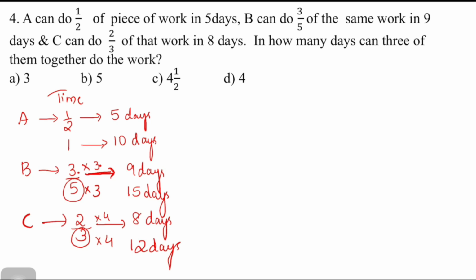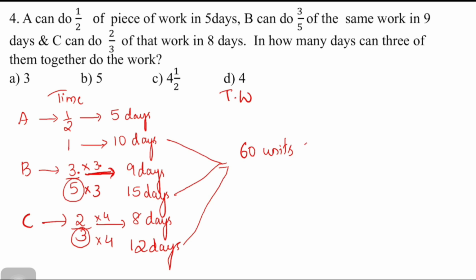Okay, now we'll see total work. So the LCM of 10, 15 and 12. Okay, the LCM of all these is how much? 15 is the greatest number. So 15 ones are 15. 15 twos are 30, 30 is not divisible by 12. 15 threes is 45, 45 is not divisible by 12. 15 fours are 60. Yes, 60 is divisible by 12 and 10 also. So 60 units is the total work, because 60 is the LCM of 10, 15 and 12.